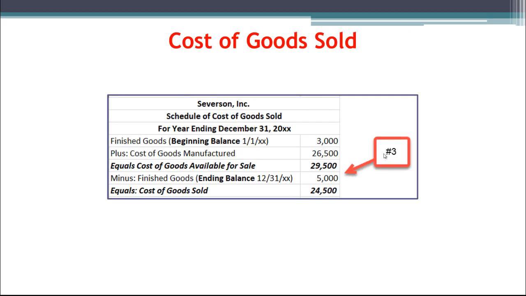The 3rd instance is simply cost of goods sold. Again, finished goods beginning balance plus that cost of goods manufactured we just calculated equals the cost of goods available for sale, that subtotal. Subtract out the finished goods that we did not complete, the ending balance, and that gives us the cost of goods sold.